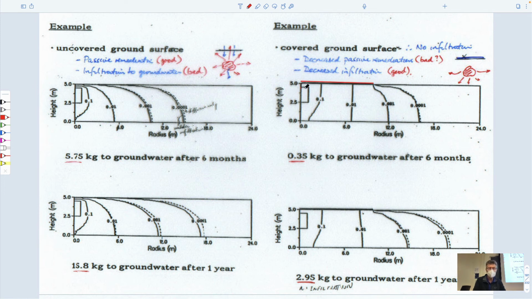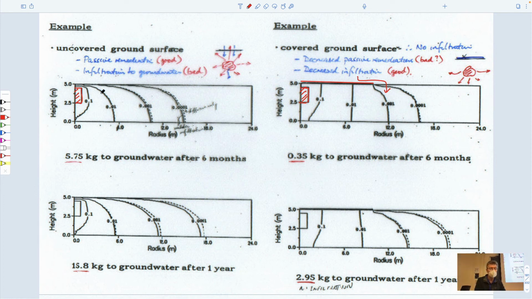So you have this source that's present within the surface in both of these cases. One of these is open to the rainfall. One of these is closed to the rainfall. Rainfall is being forced off to the side. So there's no infiltration that occurs here.